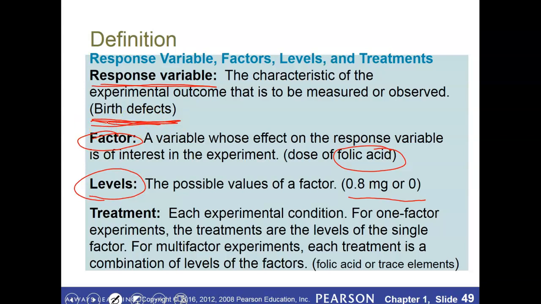And then the treatment would be each experimental condition. There's only really one treatment in the example that we used, and that's, did you get the folic acid or not? That's called a single factor experiment or a one factor experiment. Sometimes if you have different levels, you can have 3 different types of experiments. Somebody who got no folic acid, somebody who got 0.8 milligrams of folic acid, and then maybe somebody who got 1.6 milligrams of folic acid. And that would be different levels of the treatment for that experiment.